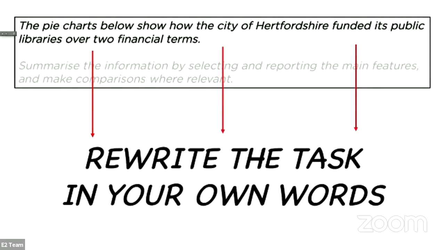That's 1 minute. I'm just going to check the chat because some of you are pretty fast. Yes, here we go. The pie charts compare the funds given to the public libraries of Hertfordshire City in 2014, 2015, and 2016, 2017.